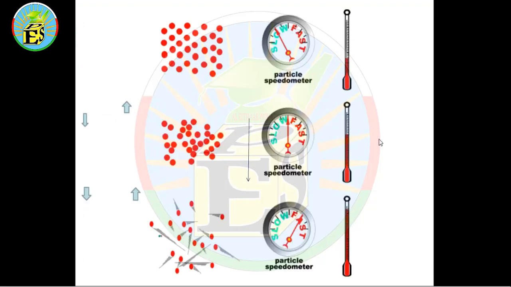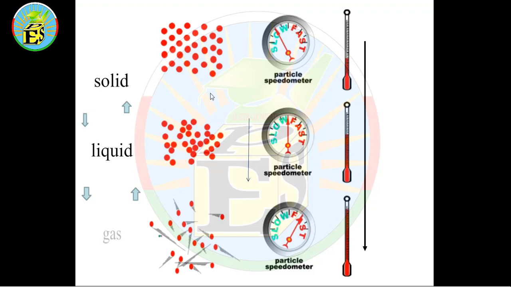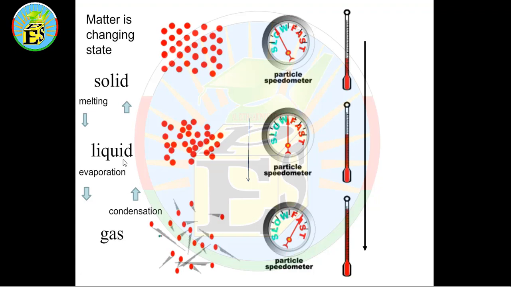This diagram shows the different molecules moving and their arrangement in different substances at different temperatures: solid, liquid and gas. This is the solid state, liquid state and gas state. Matter changes state from solid to liquid by melting, from liquid to gas by evaporation, from gas to liquid by condensation, and from liquid to solid by freezing.